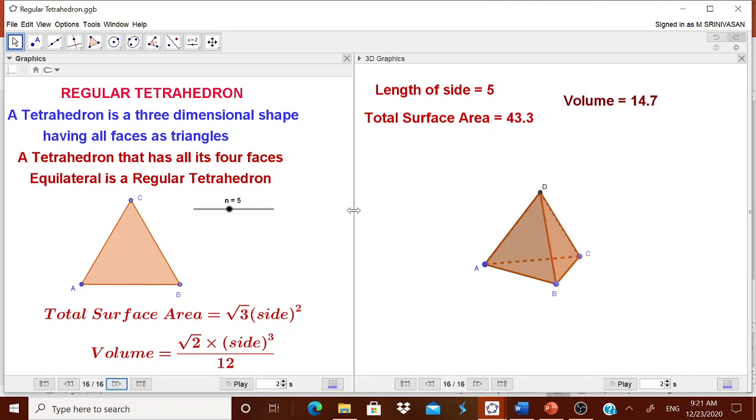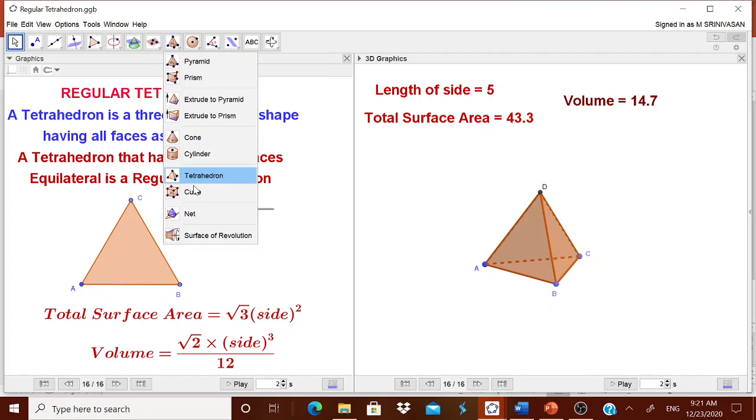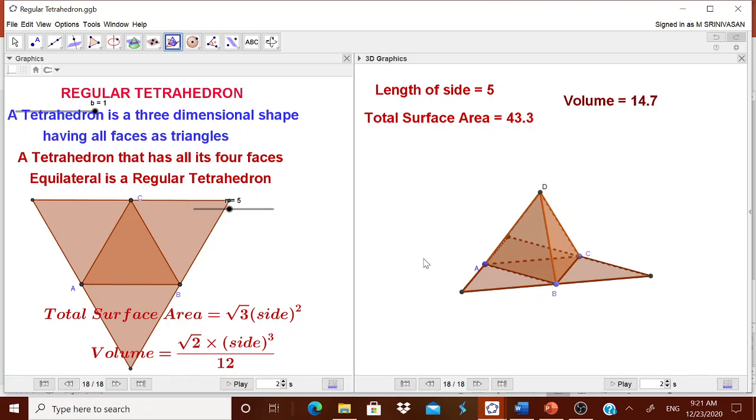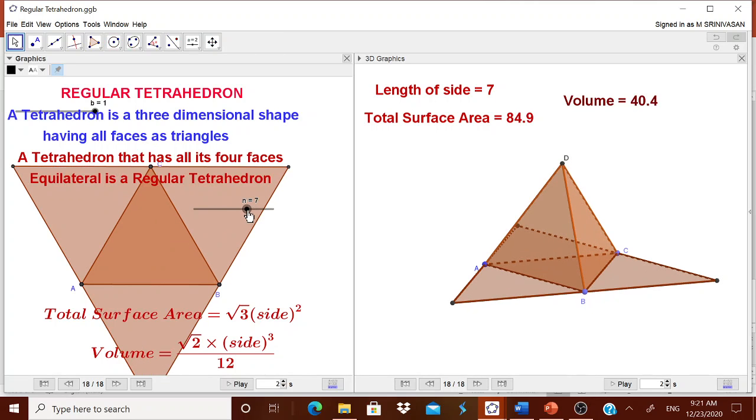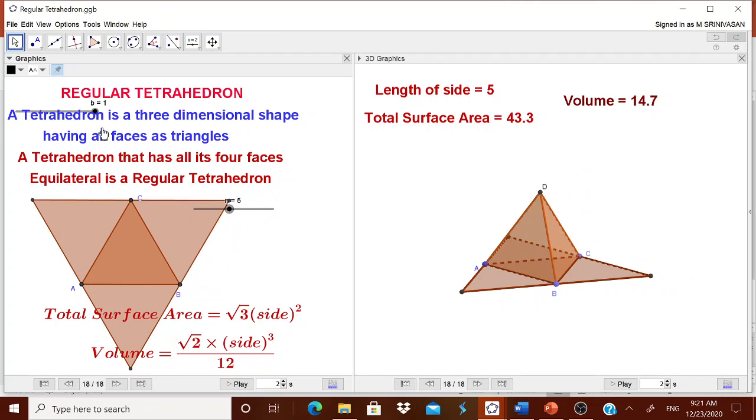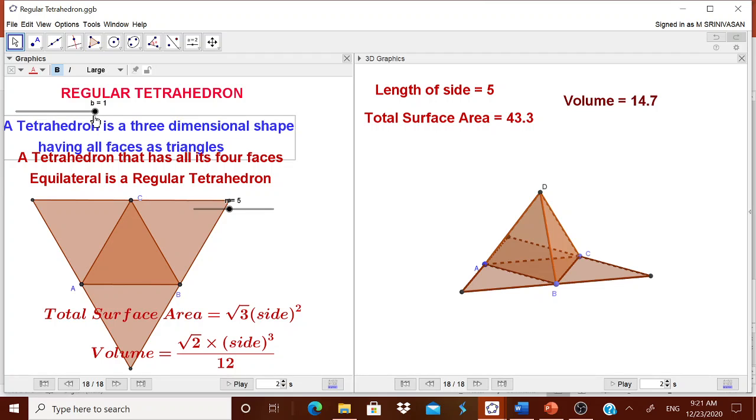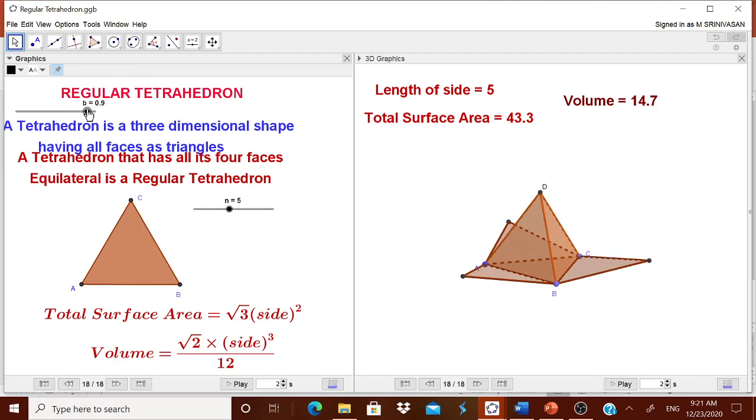Not only that, you can show them the net of it, which is highly interesting. You can go for this net and then touch it. You will get the net. And it is highly interesting because all are equilateral triangles. Now when you move this, the net, you can show it to the children. Well, let us try to design this dynamic worksheet from scratch.